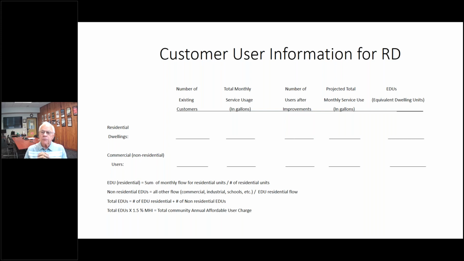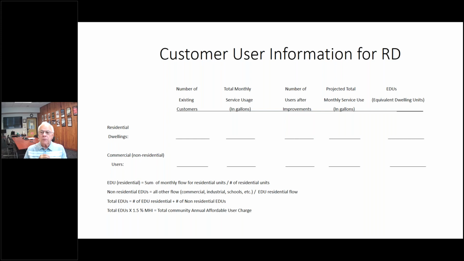And you'll do the same for commercial. All your non-residential users, how many are there? And what is their total monthly service use? So EDUs, as defined there, is the sum of the monthly flow for residential units divided by the number of residential units. And then the non-residential units, or EDUs, equals all the other flow, the commercial, industrial, schools, etc., divided by the EDU residential flow.